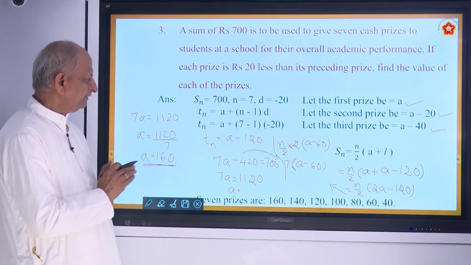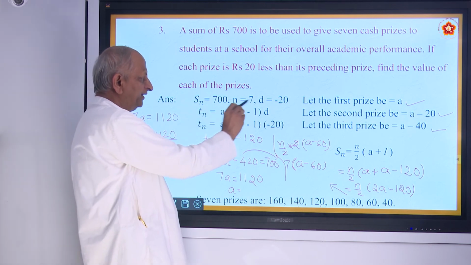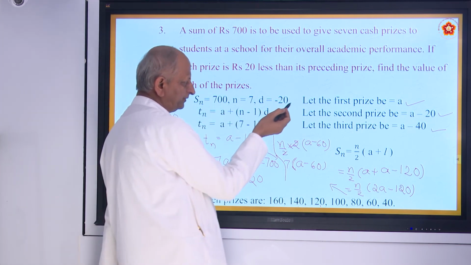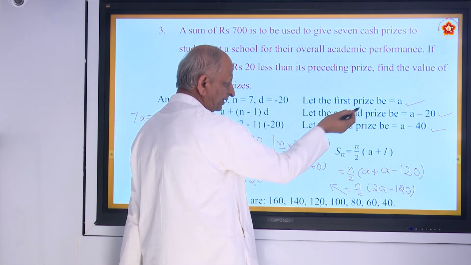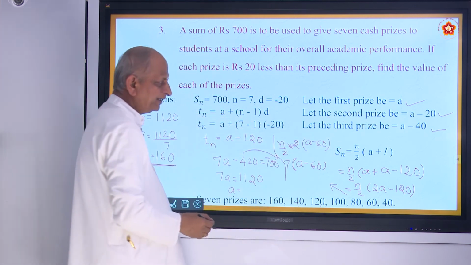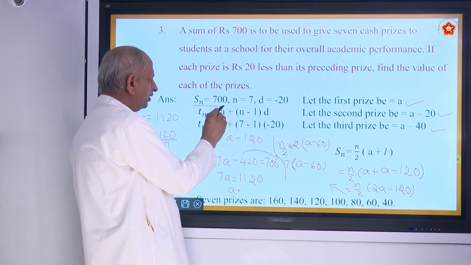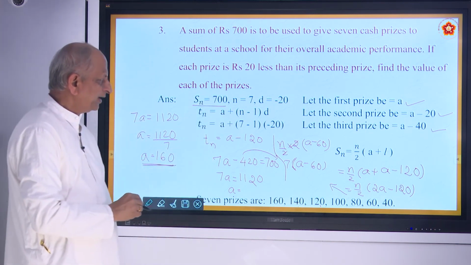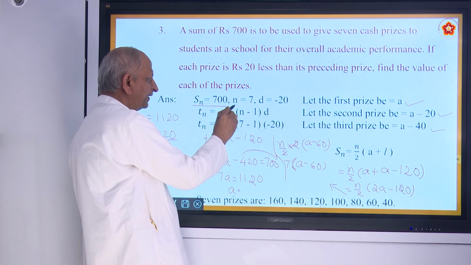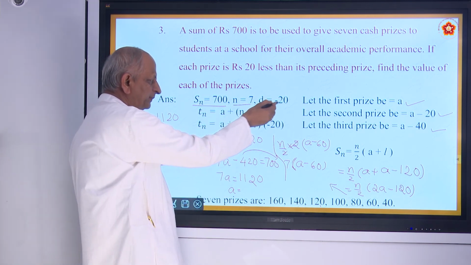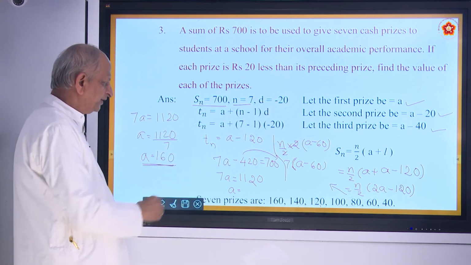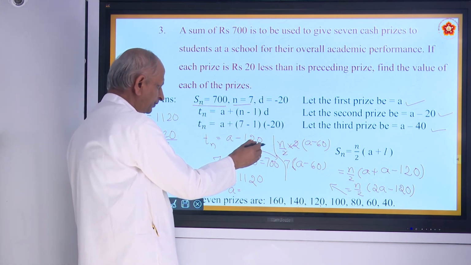Okay, I will tell once again. First you write all the data given. Take the first prize as A, then the second prize becomes A minus 20, the third is A minus 40. And the total cost of the prizes is 700. You have to give 7 prizes. The difference must be 20 rupees. First find out Tn. So, this is Tn.